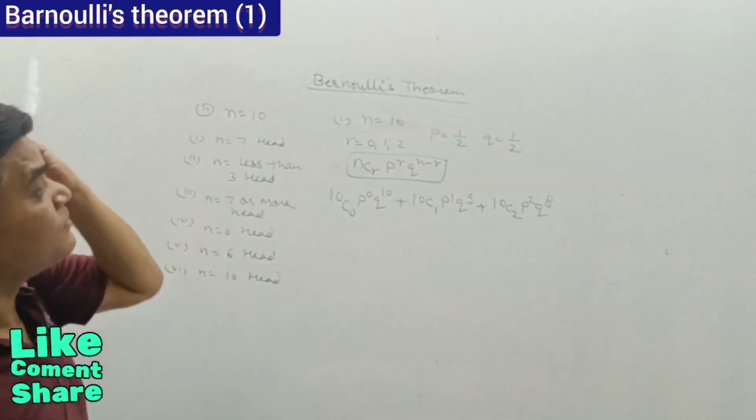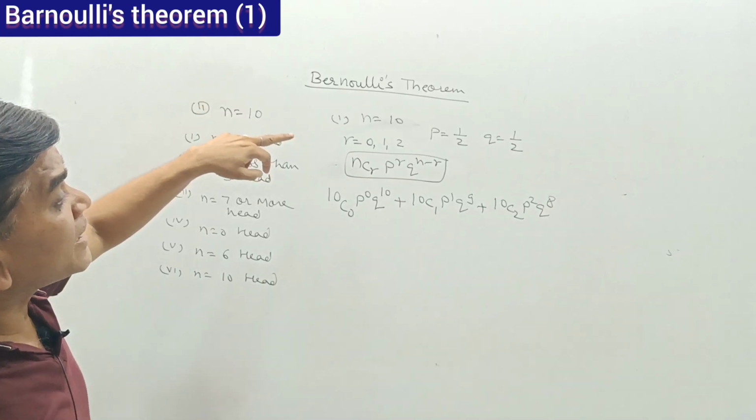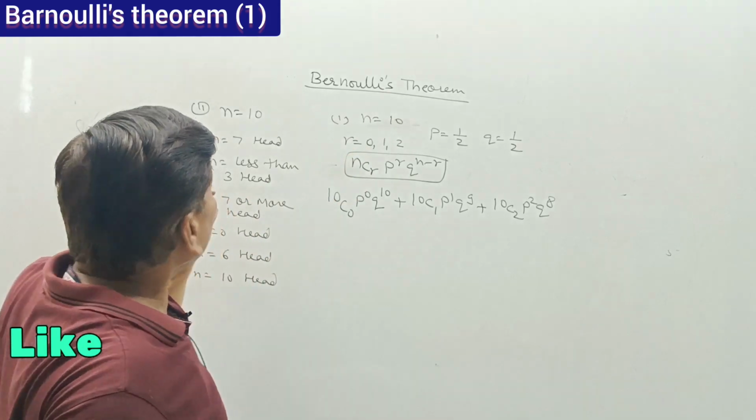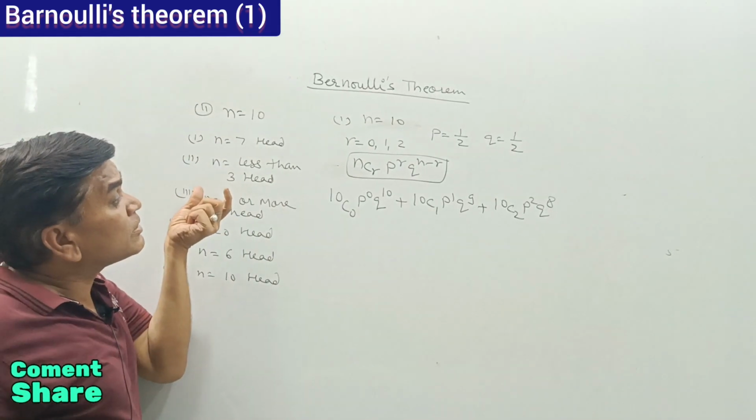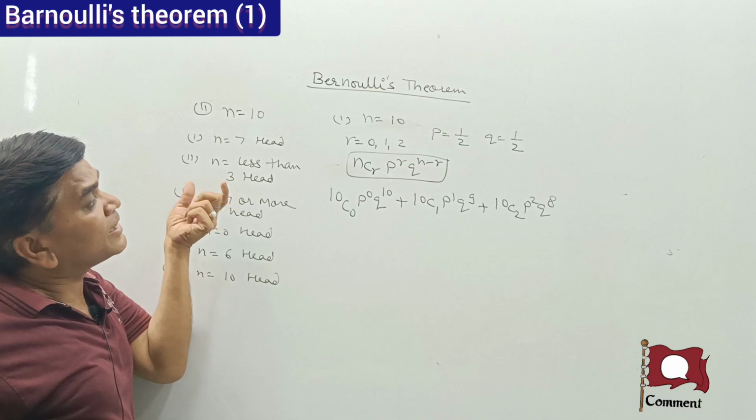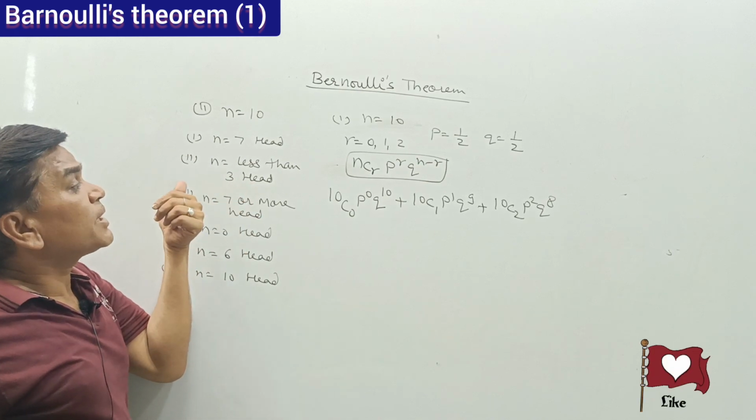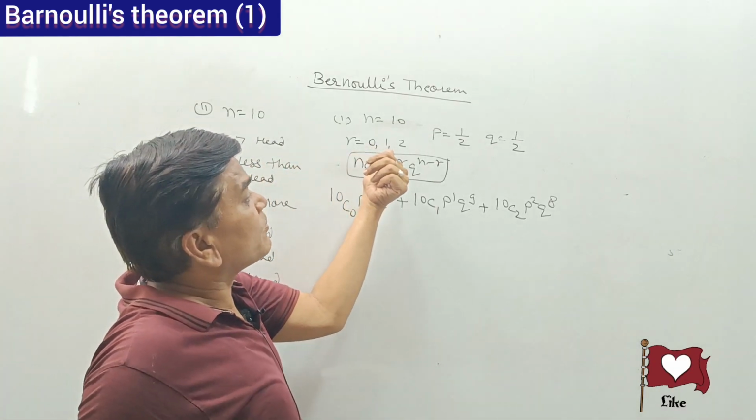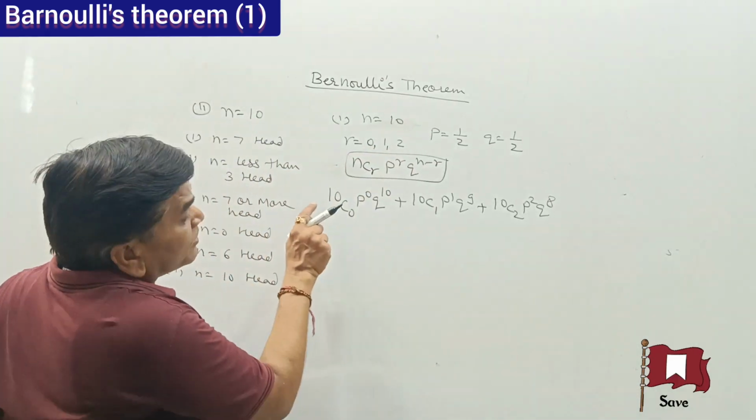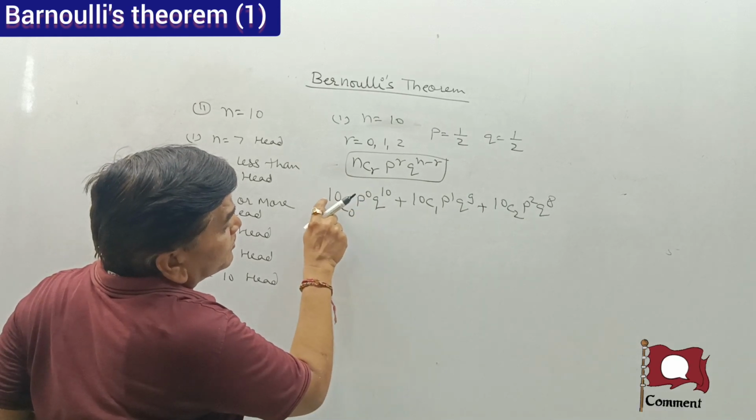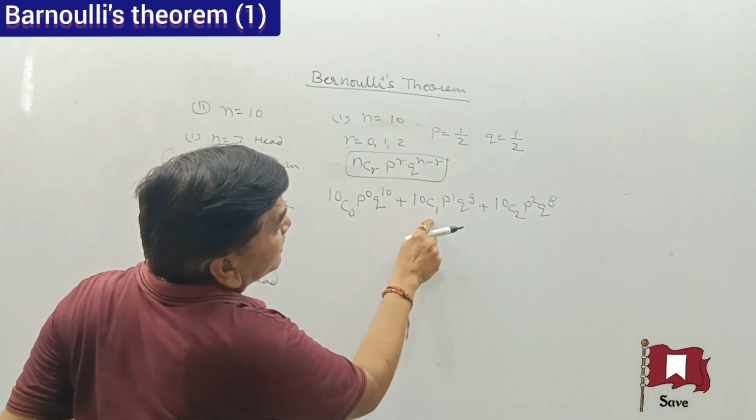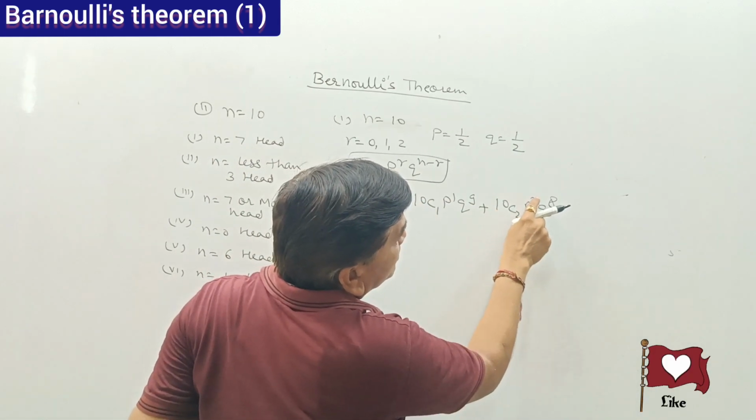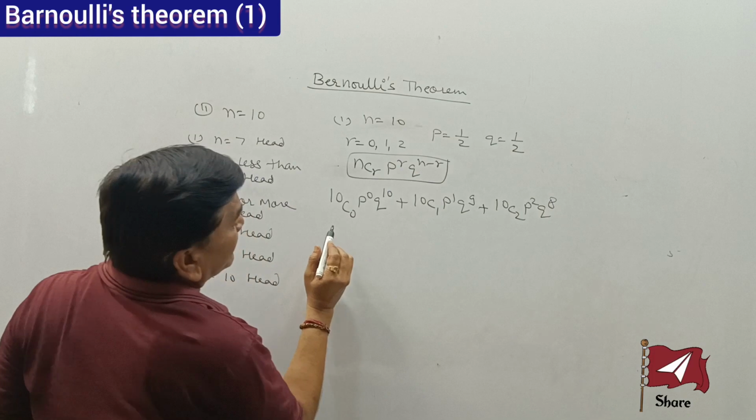Here it is written less than 3, so there may be 0. If they had written 3 or less, then we would use 3 also. But here the clear mention is less than 3 heads, so the number of heads will be 0, 1 and 2. For 0: 10C0 p raised to power 0 q raised to power 10 minus 0 is 10; 10C1 p raised to power 1, 10 minus 1 that is 9; 10C2 p raised to power 2, 10 minus 2 that is 8.